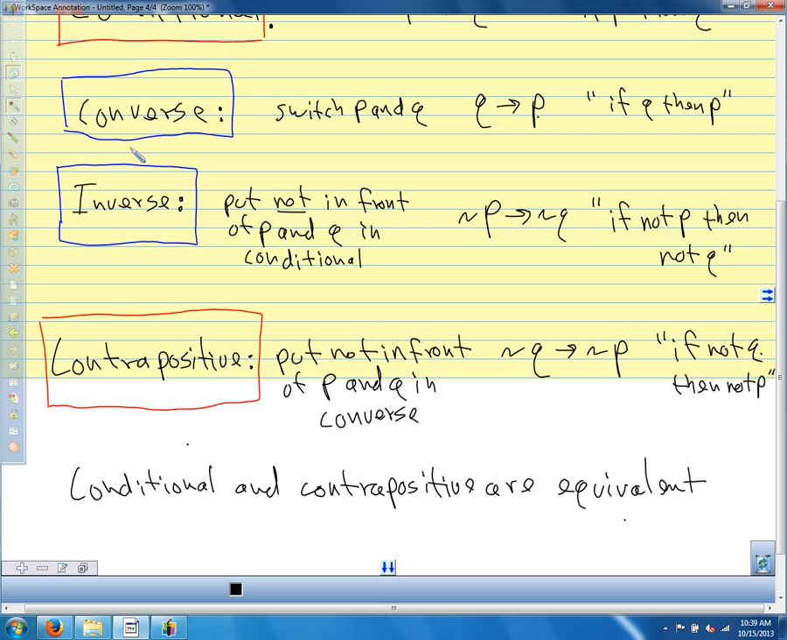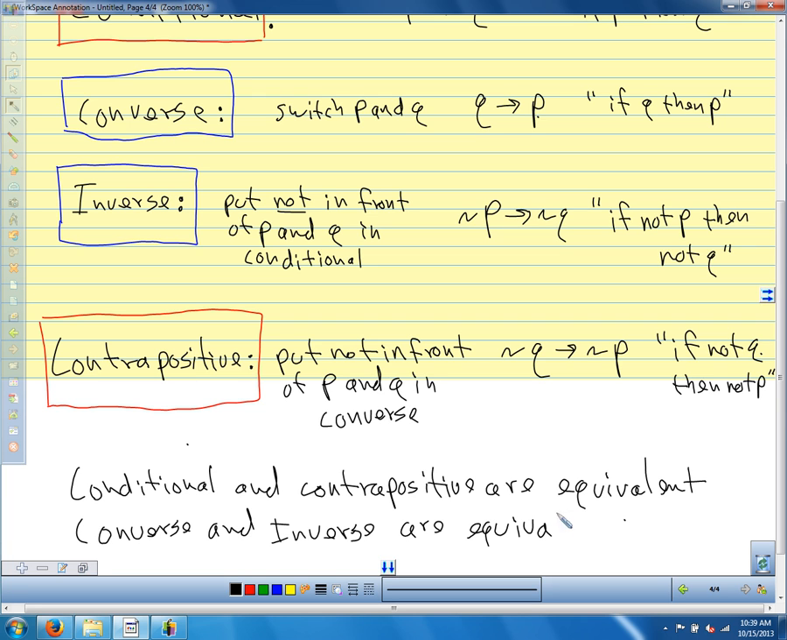So the ones I put in red are equivalent. That means they have the same truth value. And the converse and the inverse are equivalent. They have the same truth value.